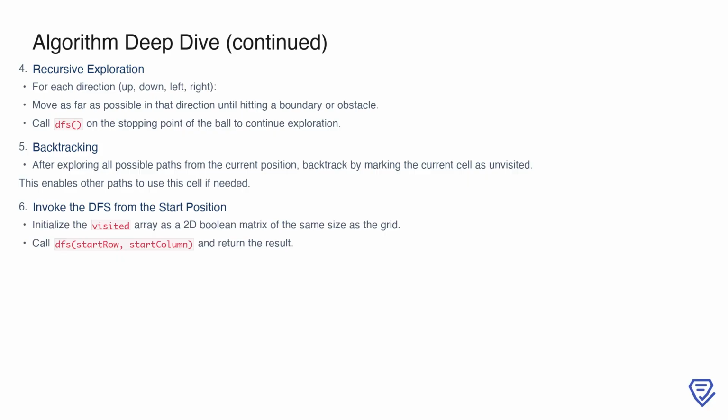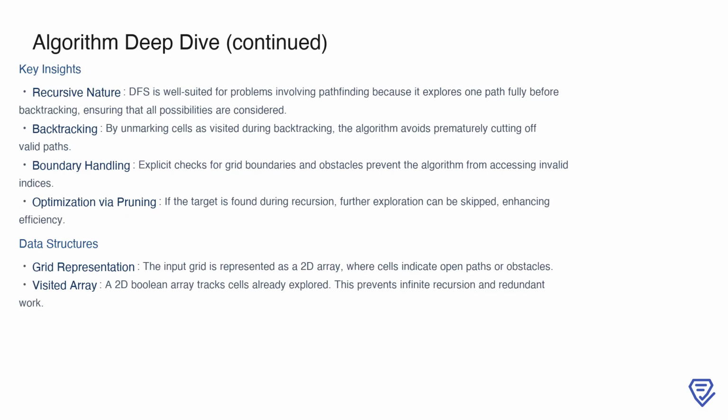Finally, we initiate the DFS process from the given starting position. The visited array, which is a 2D Boolean matrix of the same dimensions as the grid, is initialized to track visited cells. We then call DFS(start row, start column) to begin the search and return the result of this recursive exploration.